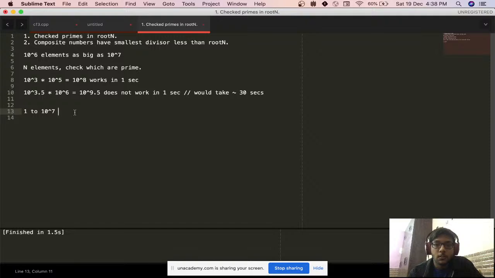So let us try to find from 1 to 10 power 7 which of them are composite and which are prime. Our target is, for every number from 1 to 10 power 7, to determine which is prime and which is composite. Let's go back again to the definition of prime and composite. Prime is divisible by only one and itself; composite is divisible by other numbers also, right?